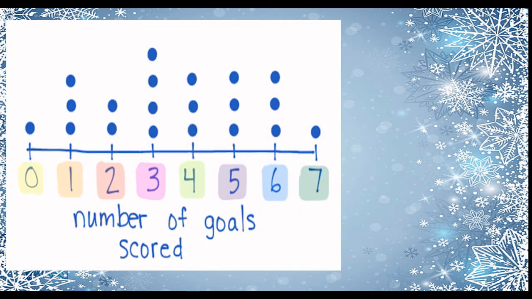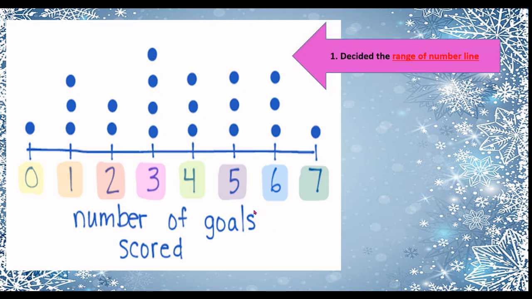Okay, you can see more examples here. This is the number of goals scored, so I got 0 until 7. Most of them are clustered at where? 1 until 6. Very good. What is the number of goals scored by the team that is the highest? You can see it is the number 3.